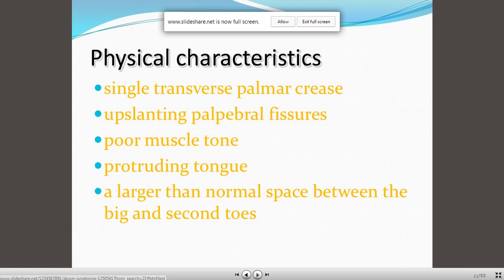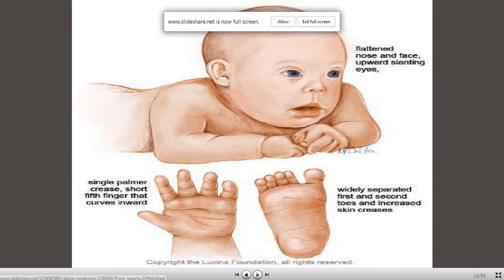Physical characteristics: single transverse palmar crease, upslanting palpebral fissures, poor muscle tone, protruding tongue, a larger than normal space between big and second toes. Here's a picture.